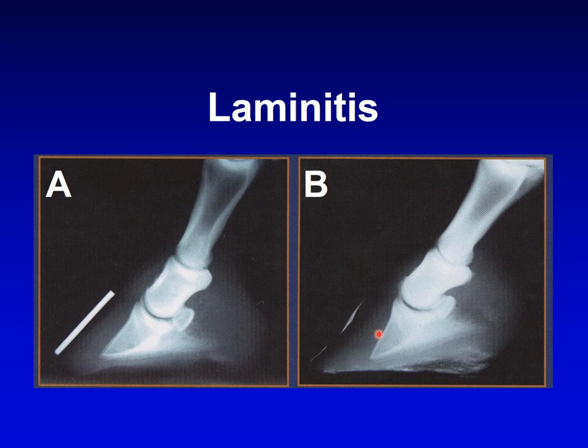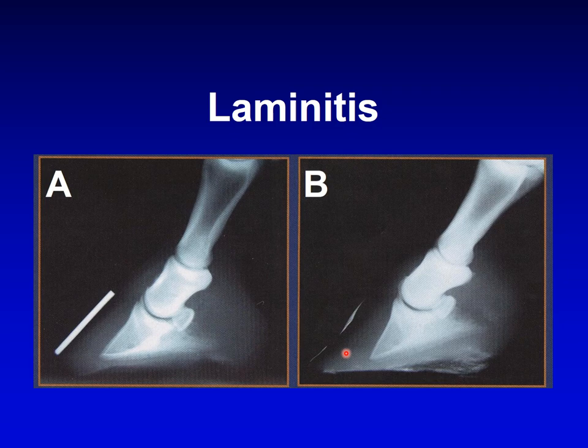For example, in A, this radiograph shows a parallel relationship between the dorsal surface of P3 or the third phalanx and the hoof wall. This is the thickness of the hoof wall right here. And this is the parallel relationship between the hoof wall and the dorsal aspect of P3. In cases of laminitis, when we have separation due to a certain disease, again, we'll talk about that later, we will find that this parallel relationship is lost.